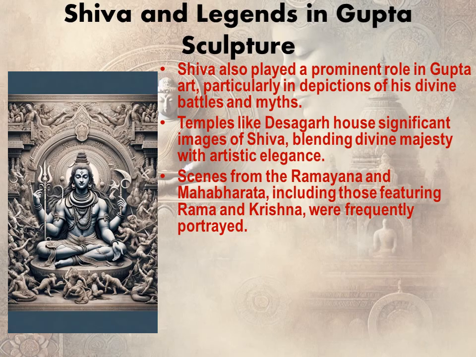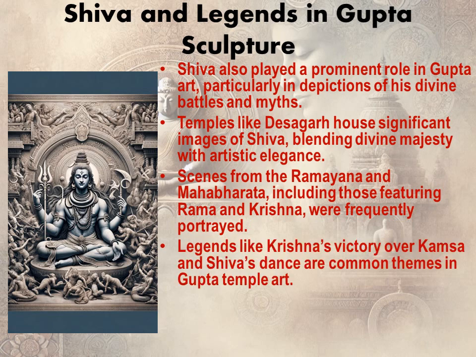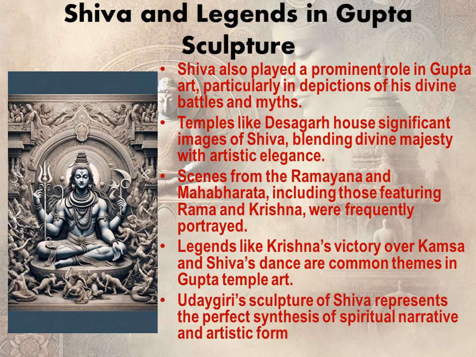Scenes from the Ramayana and Mahabharata, including those featuring Rama and Krishna, were frequently portrayed. Legends like Krishna's victory over Kansa and Shiva's dance are common themes in Gupta temple art. Udayagiri's sculpture of Shiva represents the perfect synthesis of spiritual narrative and artistic form.